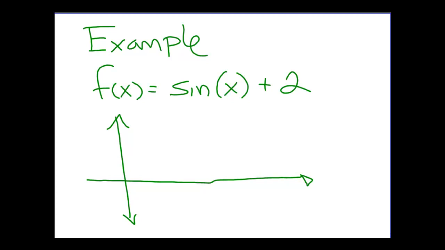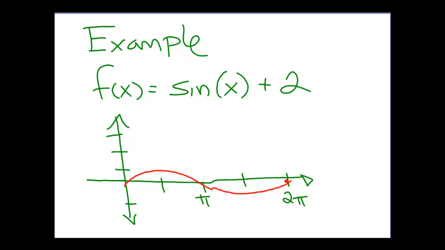We can start with our traditional axis here. And again, as always, I'm going to start by showing us what the original function, the parent function, looks like. In this particular case, that's just sine of x. And sine of x does something like this: 1 period in 2 pi, and has zeros at 0, pi and 2 pi.